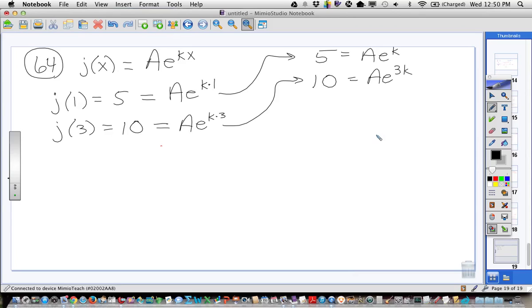Now, what do you do? This is something you learn in algebra. Two equations, two unknowns. Substitution is a big one. Right? Substitution, which means you can solve one of these for one of the unknowns and substitute it into the other one. So if I was doing this problem, I would probably take this first one and divide the e to the k over to the other side. So I'd have a equals 5 over e to the k. Then take that and put it into the other one in place of the a. So that's systems of equations, or two equations, two unknowns.